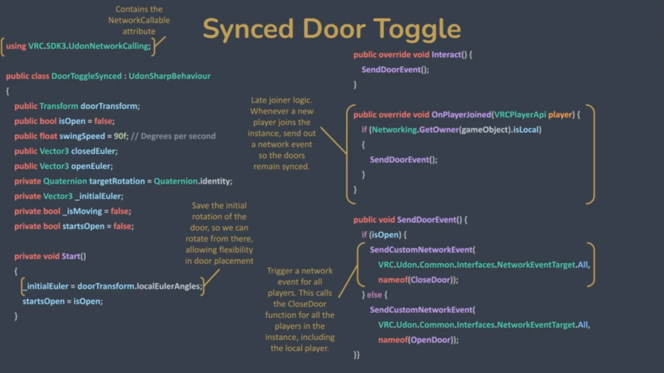But you'll see these big blocks of code that say send custom network event. That is how we implement our network events. So it's send custom network event, parentheses, and then this big long string of stuff ending with all. So yes, it's always that big. Yes, you just got to get used to that. It's not my fault. I'm sorry. But basically this says we want to use the network target of all. So we want to send this for everybody. And then we have the name of our function, which is name of closed door.